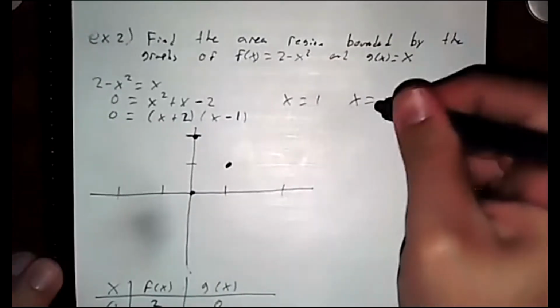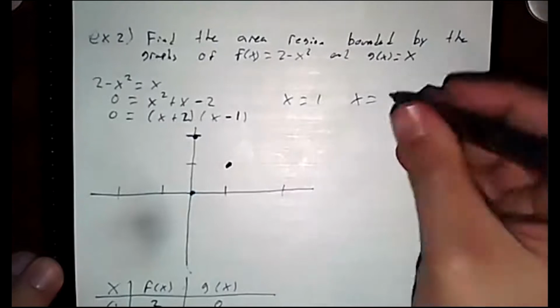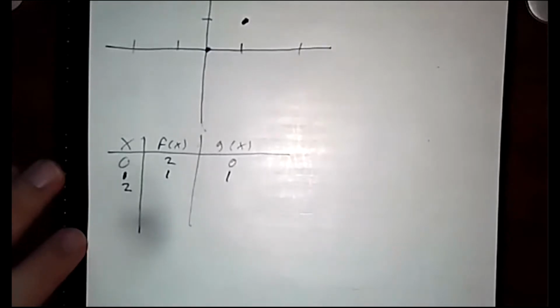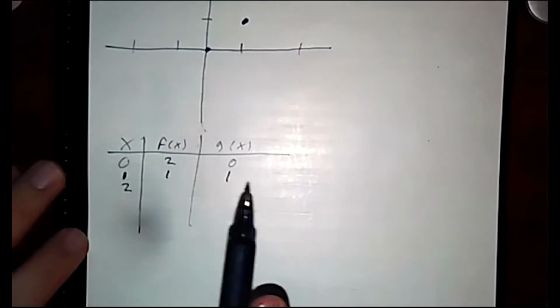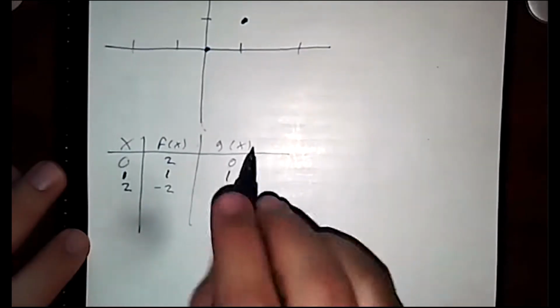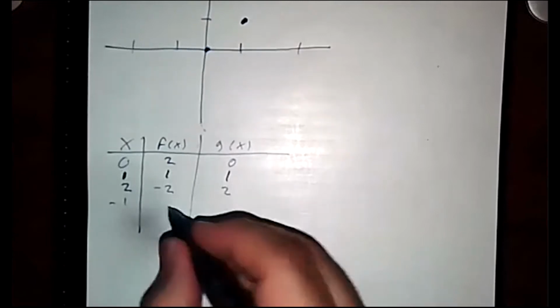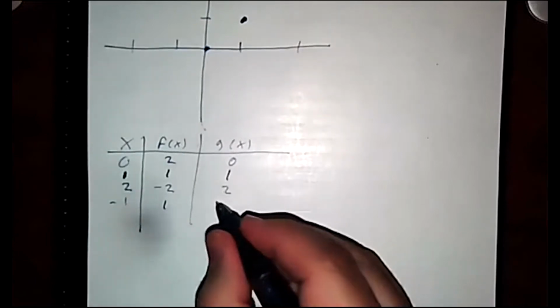Why did I put 0 there? That's stupid. Negative 2. If I plug in 2, I get 2 minus 4, which is negative 2. Plug in 2 into g, well, it's just a line, so it's 2. Negative 1, I get 1. Negative 1.